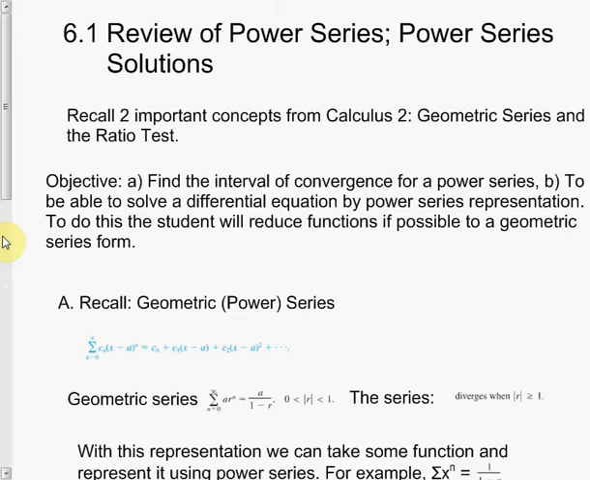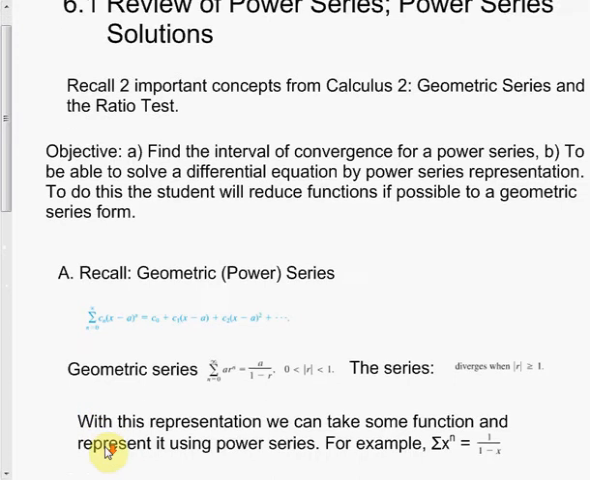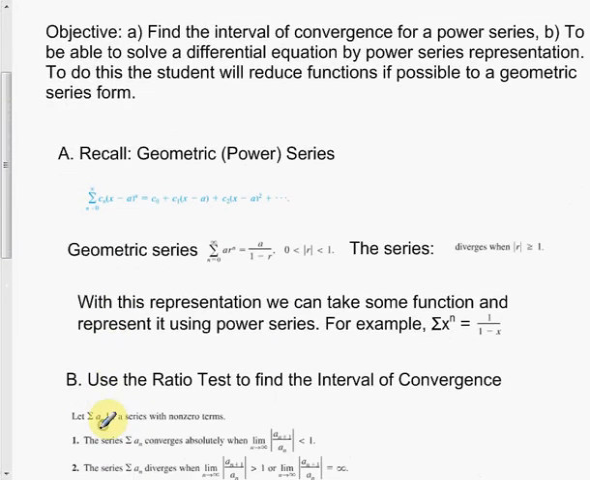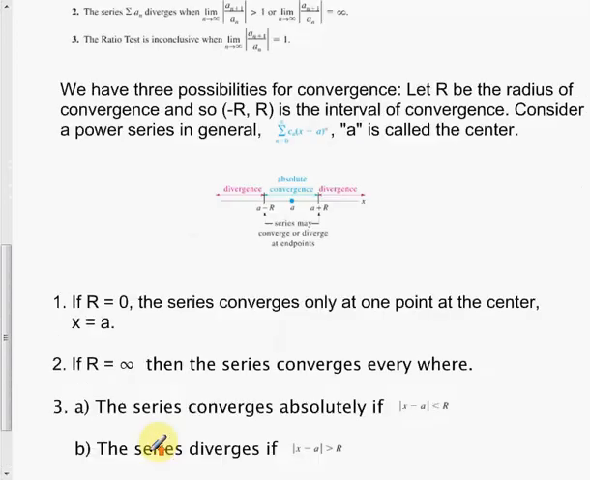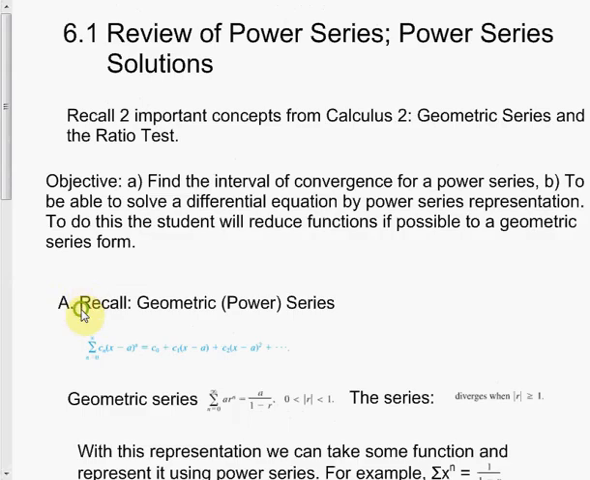So two things here. Let's see if I can pull this screen over. Where is that? They don't have anything in the bottom that I can pull this over. It doesn't do it. So two things to recall: geometric series and the ratio test. I think you can see that up there on the screen.